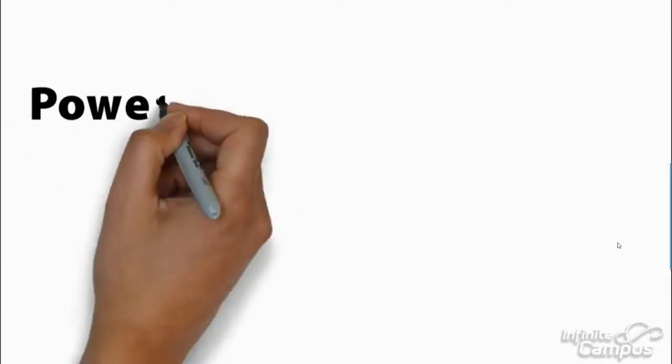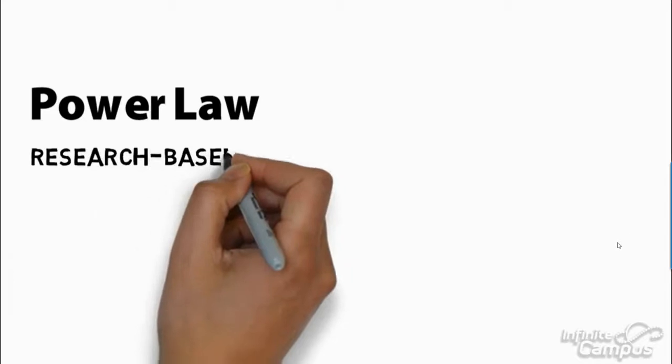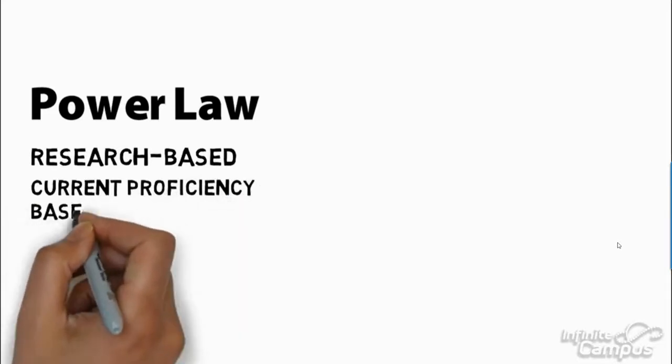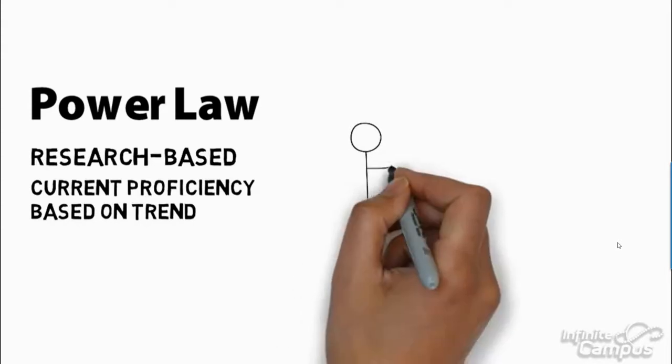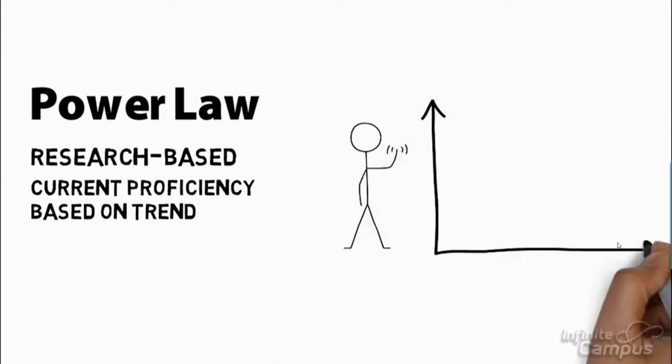The power law method of estimating student proficiency is based on recent scholarship and research into how people learn. The power law calculated proficiency estimate represents where the student's proficiency is based on the trend of their performance. To help explain the power law calculation process, meet Pete. Pete is a student in your advanced statistics course.